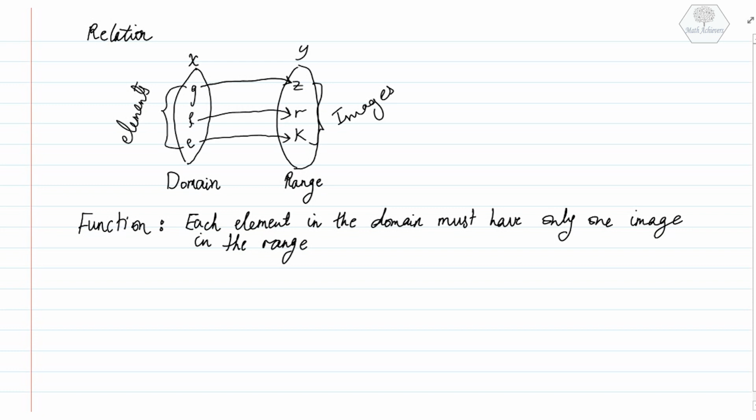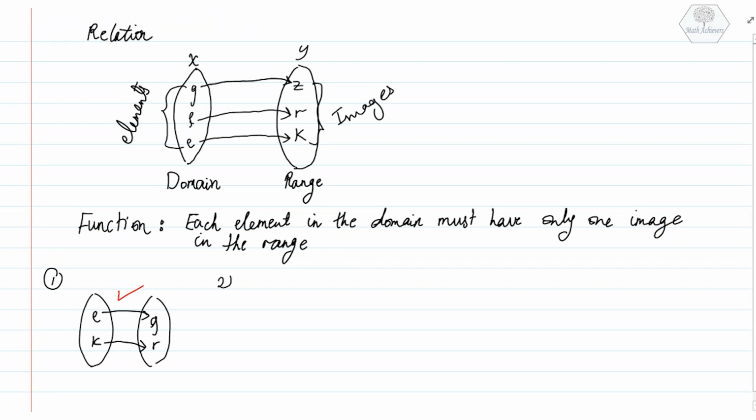Let's take an example. Let's say the relation number 1, if I have e and k with g and r. E maps to g and k maps to r. Is this a function or not? Yes, it's a function, because each element in domain has only one image in the range.